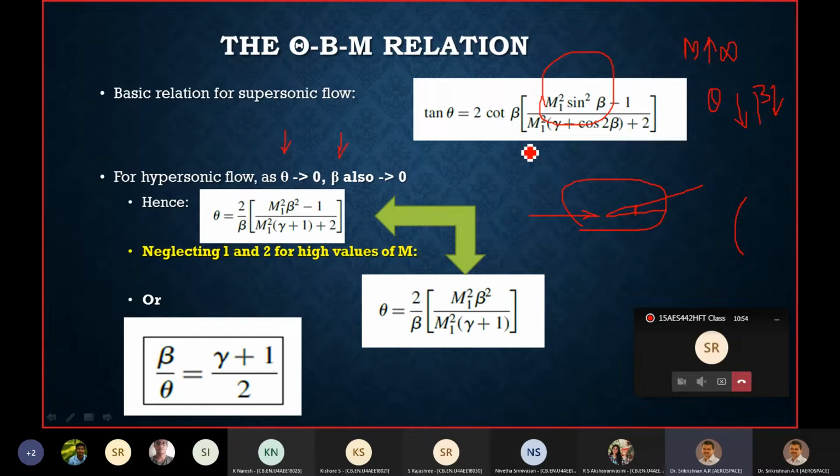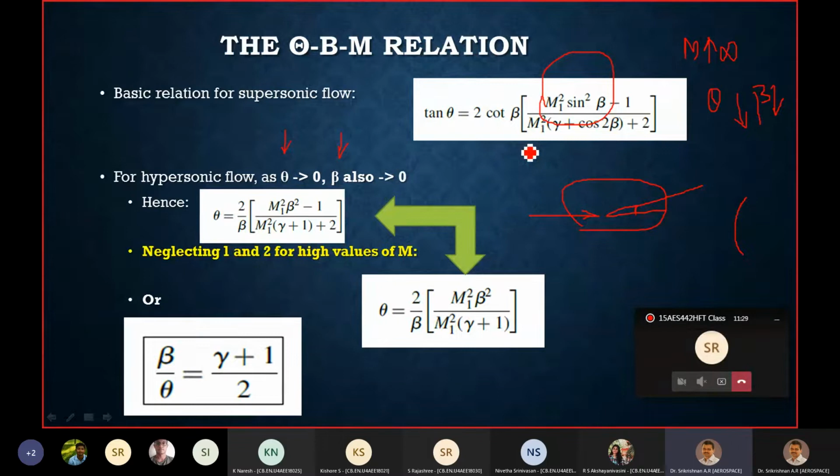Now let's look at the relation again. So tan theta, as theta tends to 0, tan theta tends to be theta. And similarly, sine beta tends to be beta. So sine squared beta becomes beta squared. So the numerator becomes M1 squared beta squared minus 1, divided by the denominator, which becomes M1 squared times gamma plus 1. Why 1? Because as beta tends to 0, cos beta tends to 1, so does cos 2 beta. So it just becomes gamma plus 1, the multiplicand.